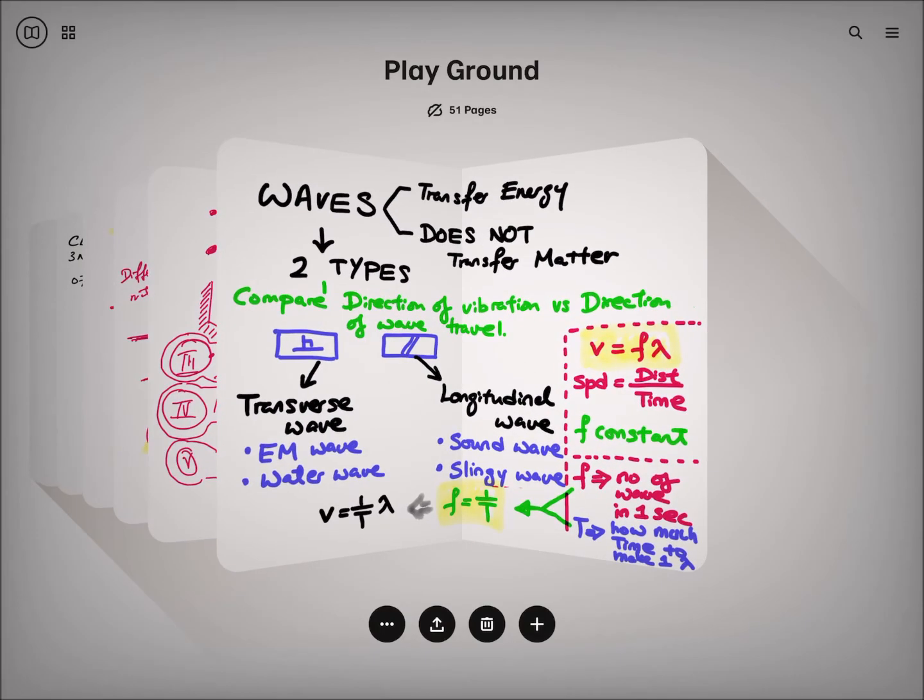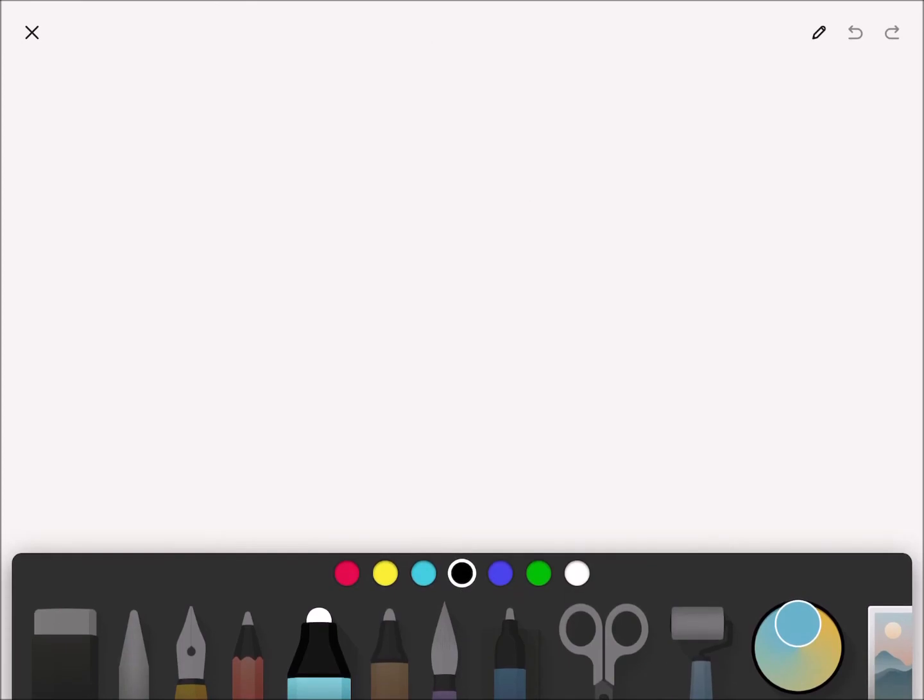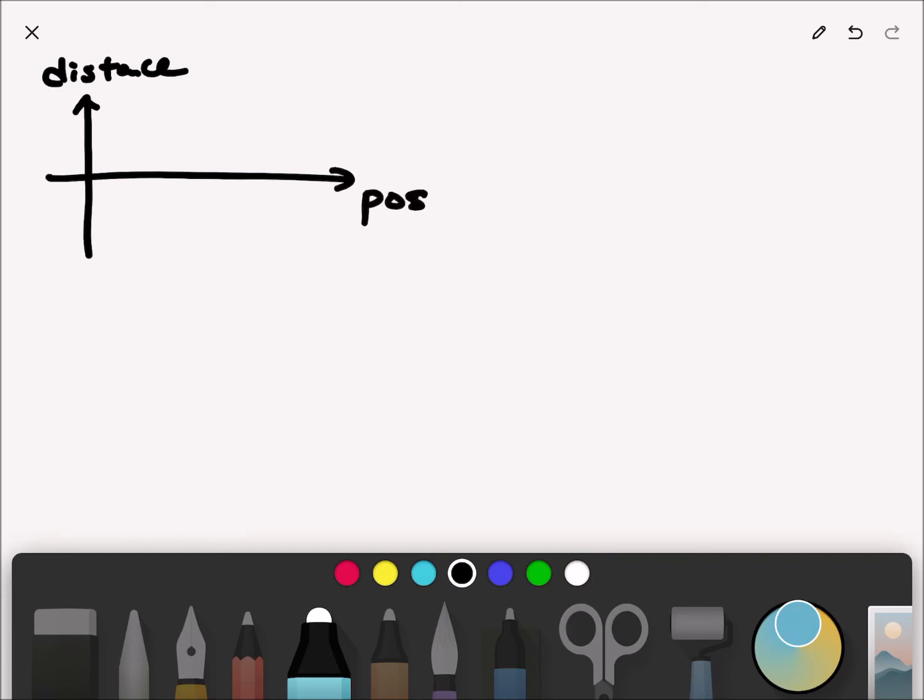And one last thing about waves is that they can be represented by graphs. So there are two types of graphs. One is called the distance position graph. Sometimes the question will change the naming of the x-axis. They can call it displacement, they can call it distance, and so on. But as long as you can see that the unit for your x-axis is meter, mm, cm, this kind of thing, you know that it is a distance position graph or displacement position graph.